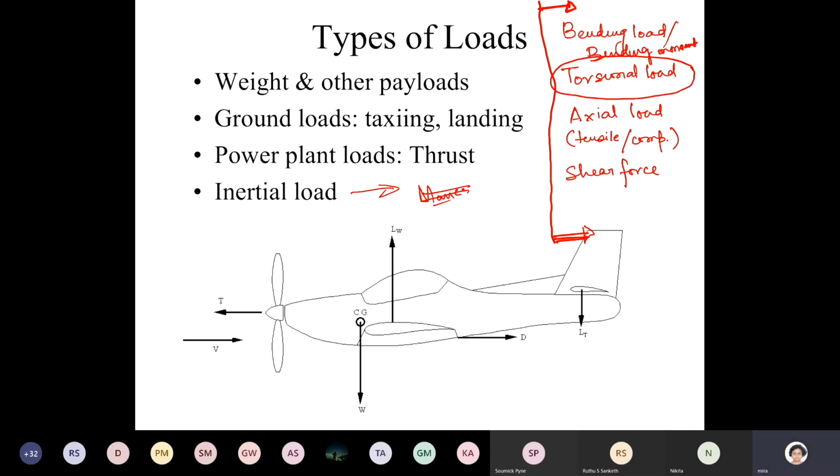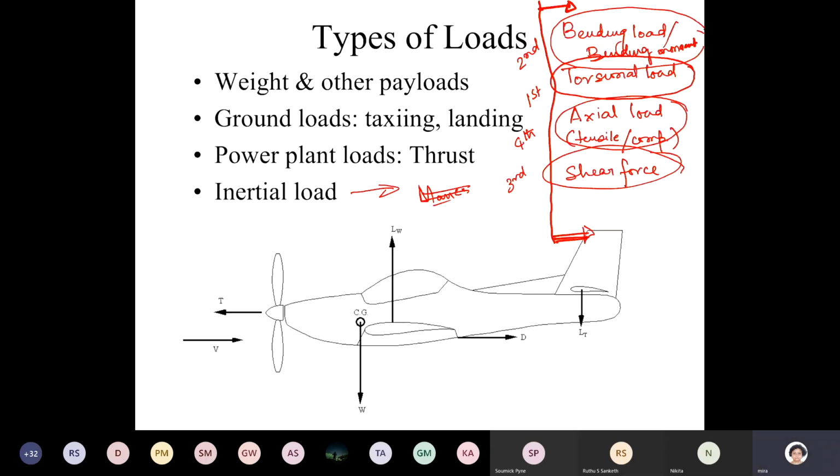Okay, the second module would be how to analyze the structure under bending load. So this is my first part. This is going to be my second part. This is going to be the third part. And this is going to be the fourth part of the course. Okay, right? So, any questions here?